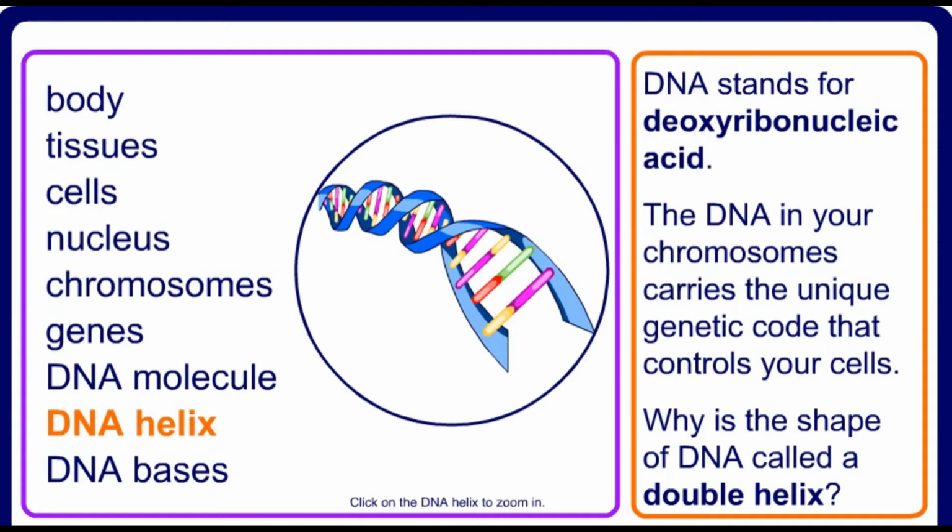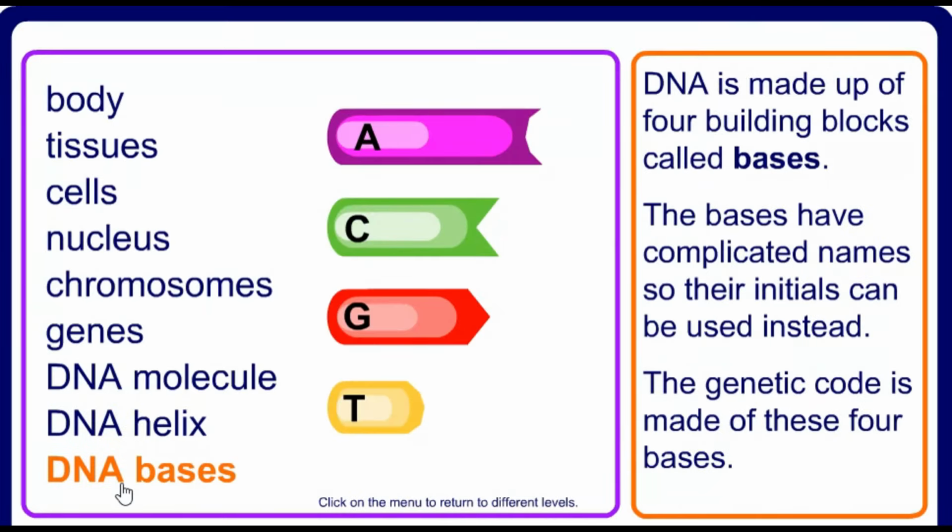And from here, the DNA molecule has 4 types of bases. Meron siyang apat na klase na bases. So, tingnan natin. The bases have complicated names, so their initials can be used instead. We are going to learn about that one later on, but for now, we are going to use the initials A, C, G, and T to represent the DNA bases.